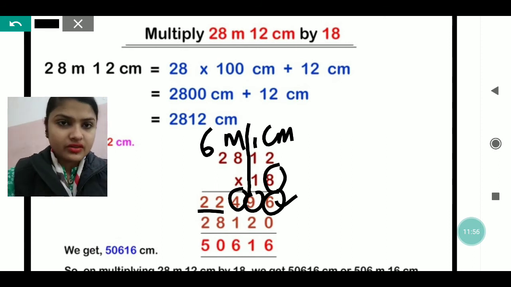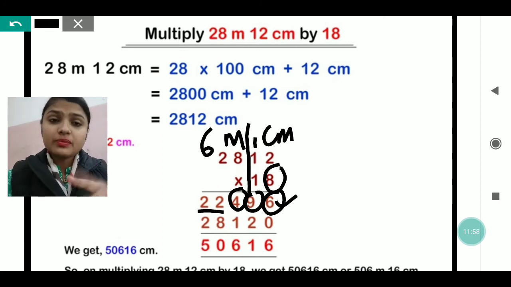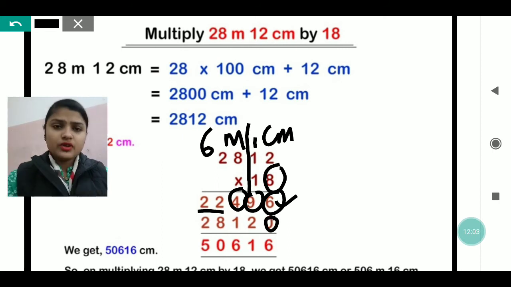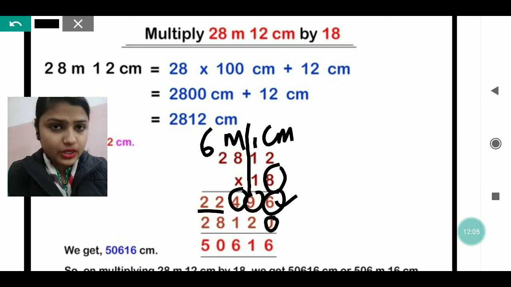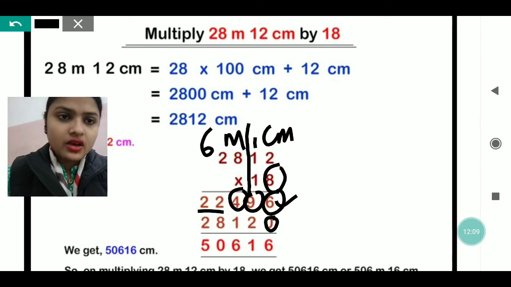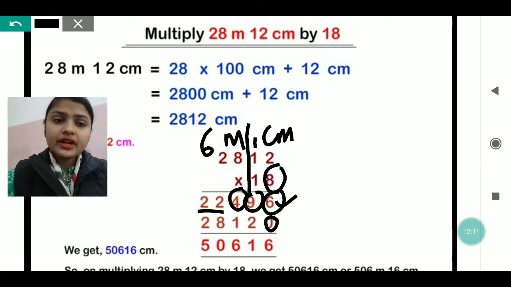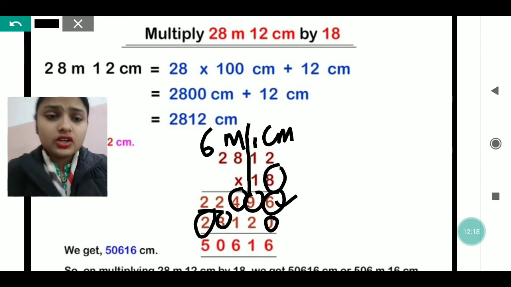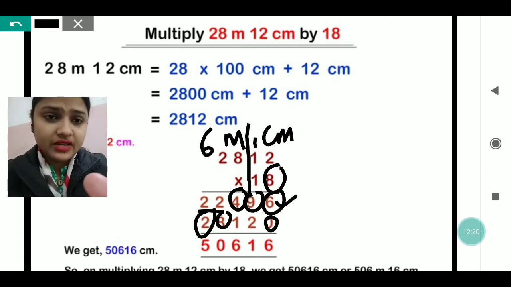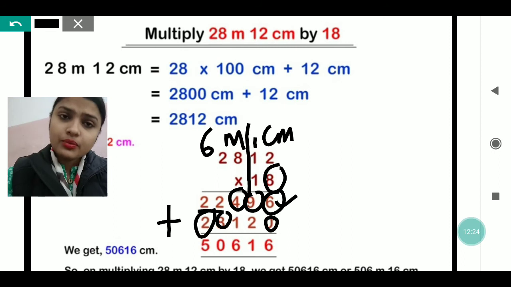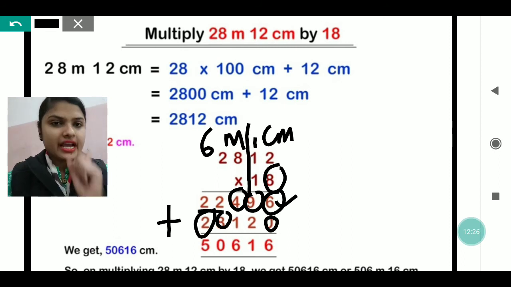After that you will multiply with 1. But before starting multiplication with the second digit, in the first column just below 6 we will put 0. After that we can start multiplying. 1 into 2 will be 2, 1 into 1 will be 1, 1 into 8 will be 8, and 1 into 2 will be 2. So this much we have done. After that we will give the addition sign here.